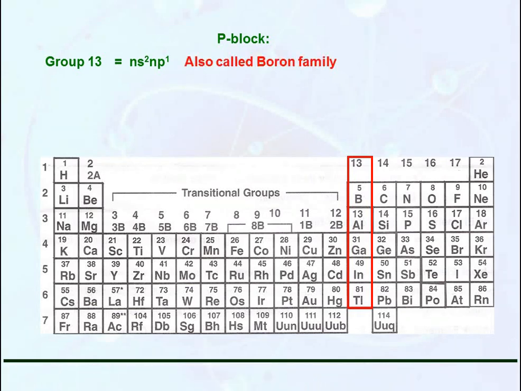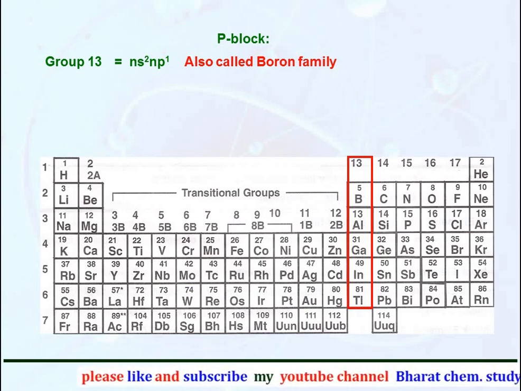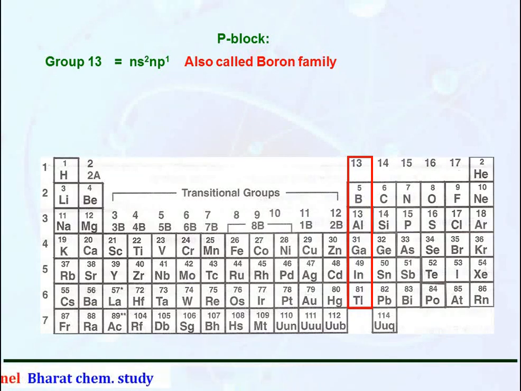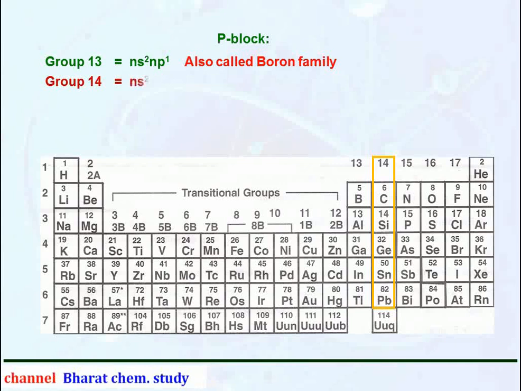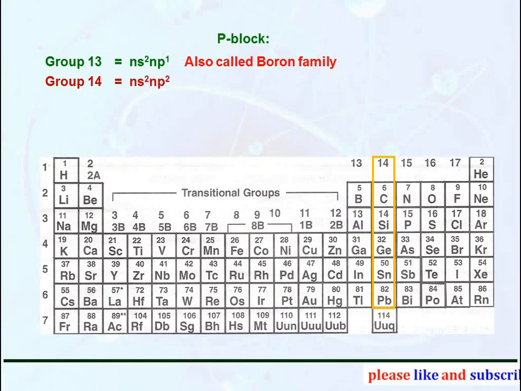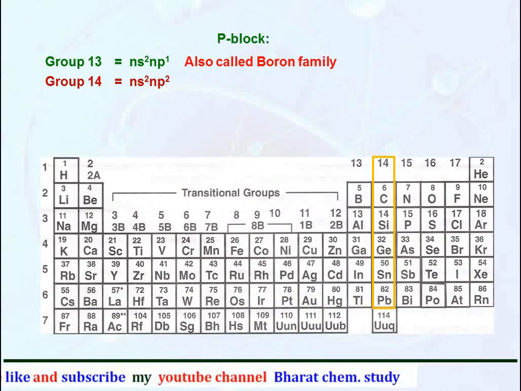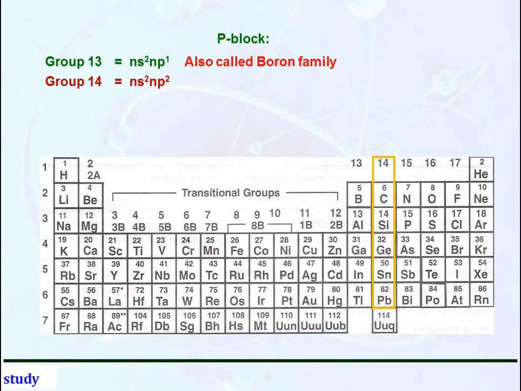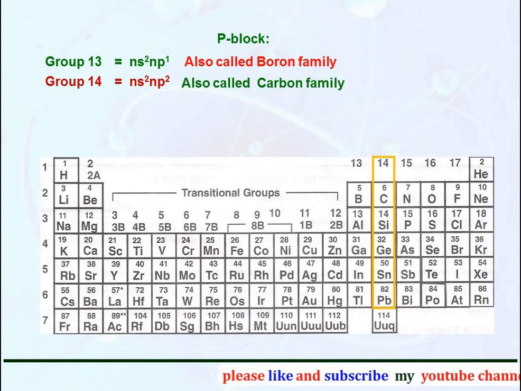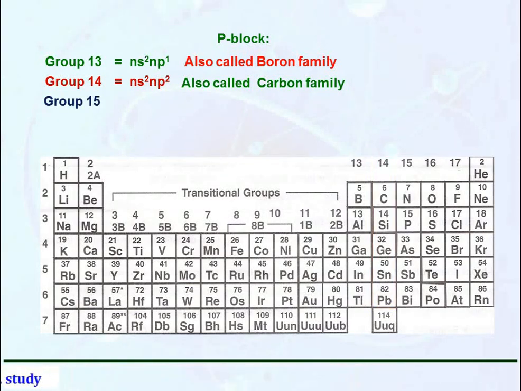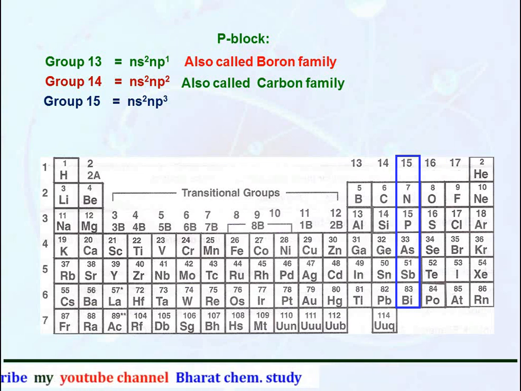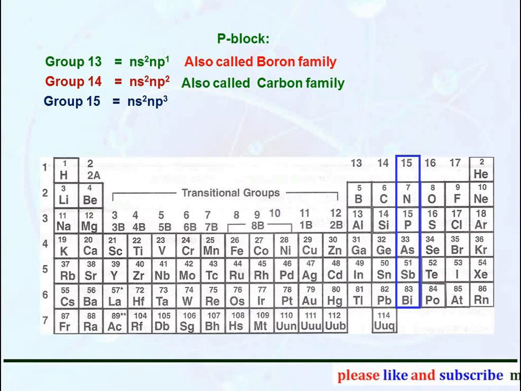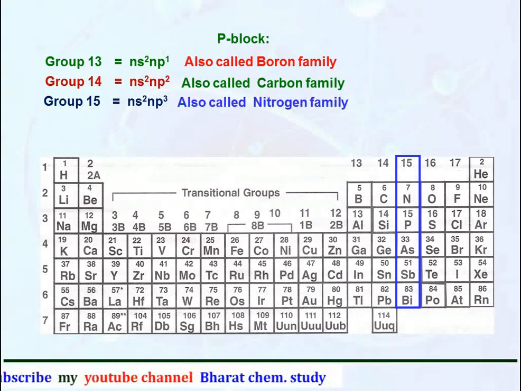They are also called the boron family, after the name of the first member of the family. They consist of 5 elements: boron, aluminium, gallium, indium and thallium. Group 14 has the general electronic configuration ns2 np2, that means all the members of group 14 contain 2 electrons in their outermost p subshell. They are also called the carbon family, after the name of the first member of the family. Group 15 has the general electronic configuration ns2 np3, meaning all the members of group 15 have 3 electrons in their outermost p subshell. They are also called the nitrogen family, after the name of the first member of the family, that is nitrogen.